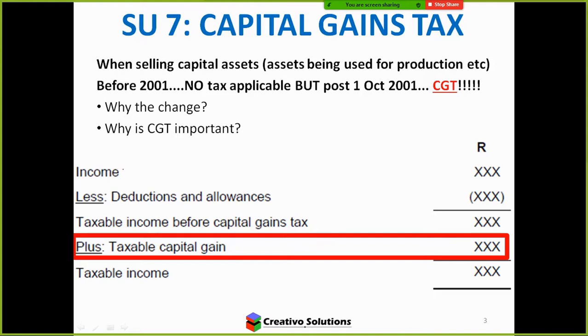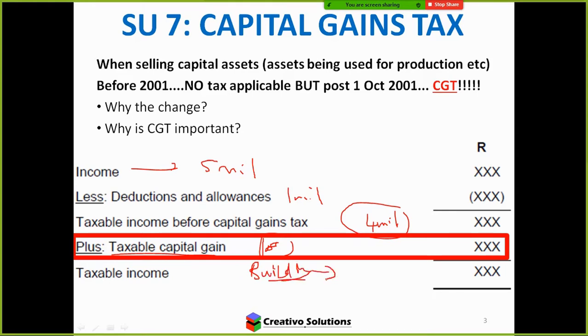Sometimes if you've got income, let's assume the income is 5 million. Allowances deduction 1 million. So 4 million. And then you've got this capital gain or loss. Let's assume it's a loss. Let's say you've bought and sold property and it's a building, and that building leads to a loss of 5 million. This is going to reduce the taxable income to 0. Do you agree?